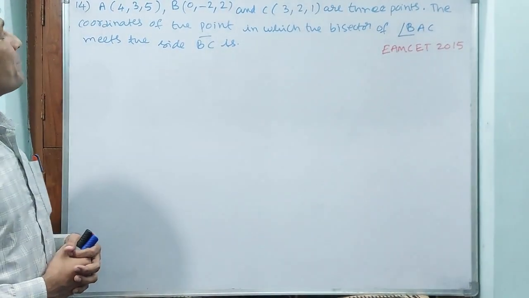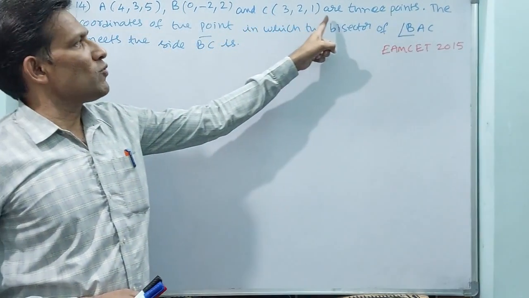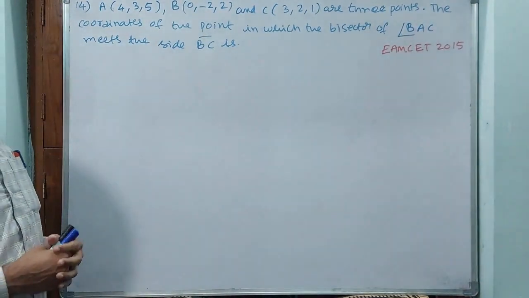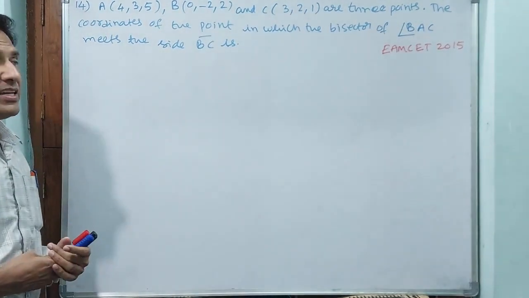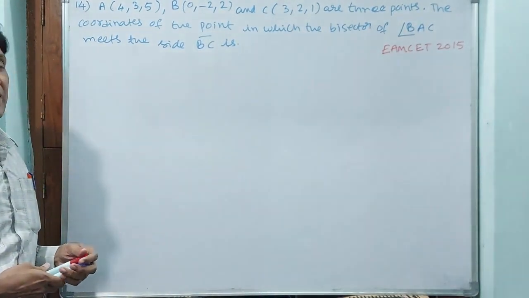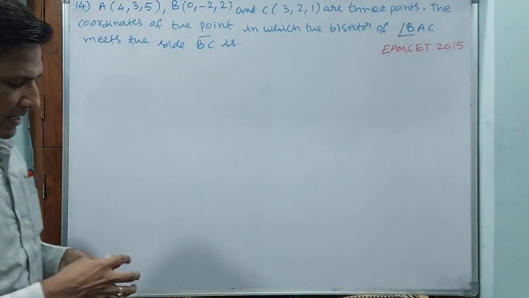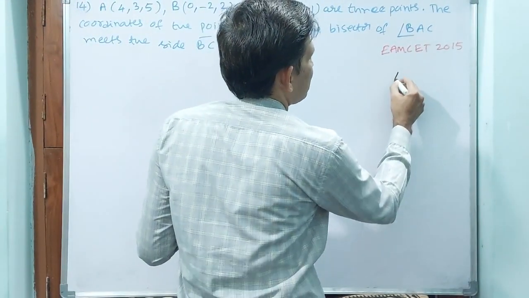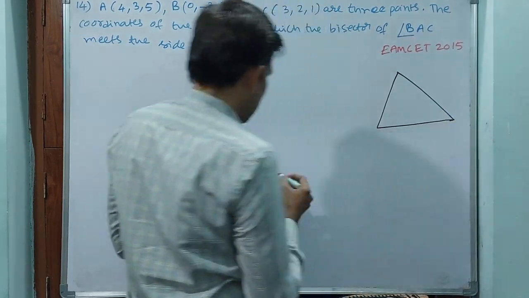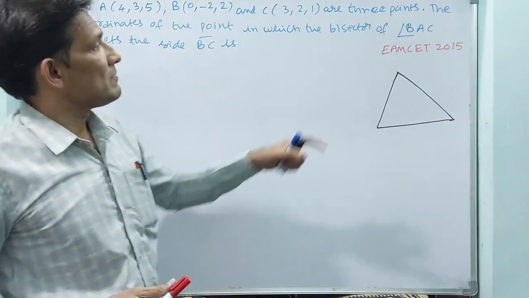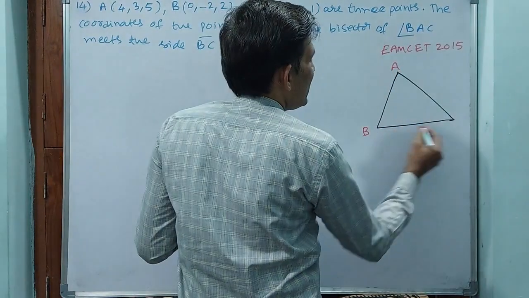See, question number 14. Point A (4, 3, 5), point B (0, -2, 2), and point C (3, 2, 1) are three points. The coordinates of the point in which the bisector of angle BAC meets the side BC is... He has not mentioned anywhere that it is a triangle, but normally it is a triangle. Observe carefully here. I am drawing one triangle. Angle BAC.